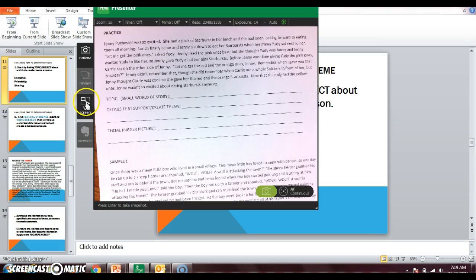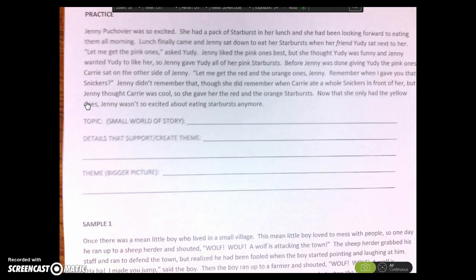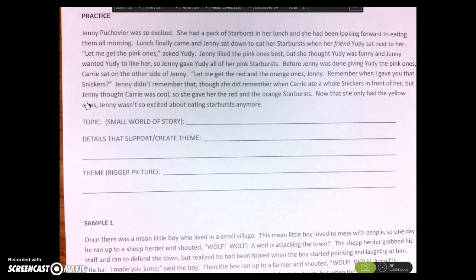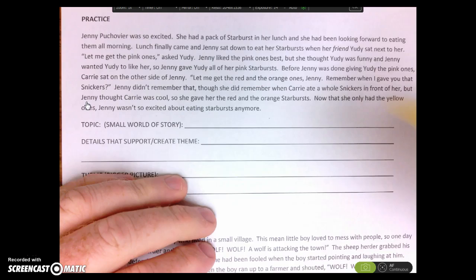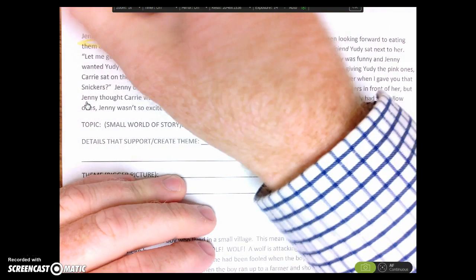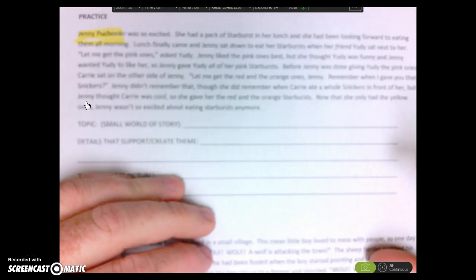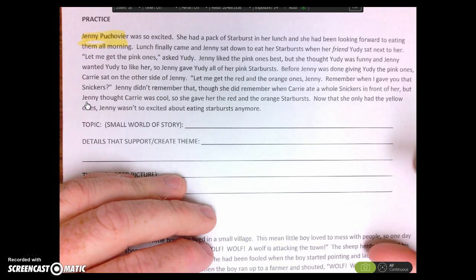And this is where I'm going to kind of work through this with you. So I'm just going to highlight some stuff that might be important. Annotate this. So Jenny Pushovier was so excited. So we need a character. She had a pack of Starbursts, and she had been looking forward to eating them all morning.